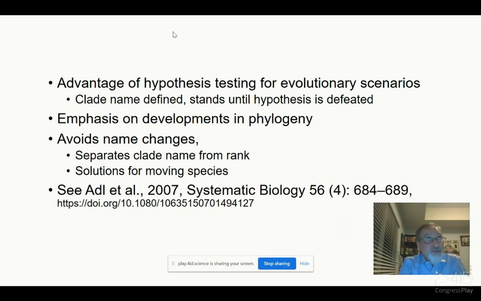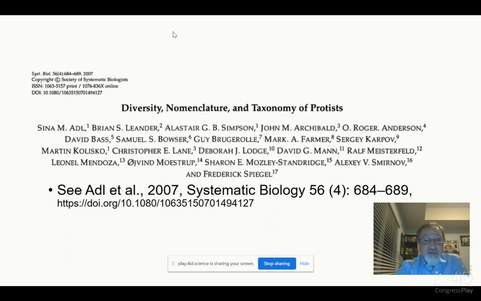And avoiding using those endings is a big deal, or you just don't pay attention to them. But separating the clade name from the rank name is an important development. And if species need to move, there are ways of doing that as well, and there are solutions that have been addressed. This paper is worth going back to, where everything I'm saying today was discussed a lot more.